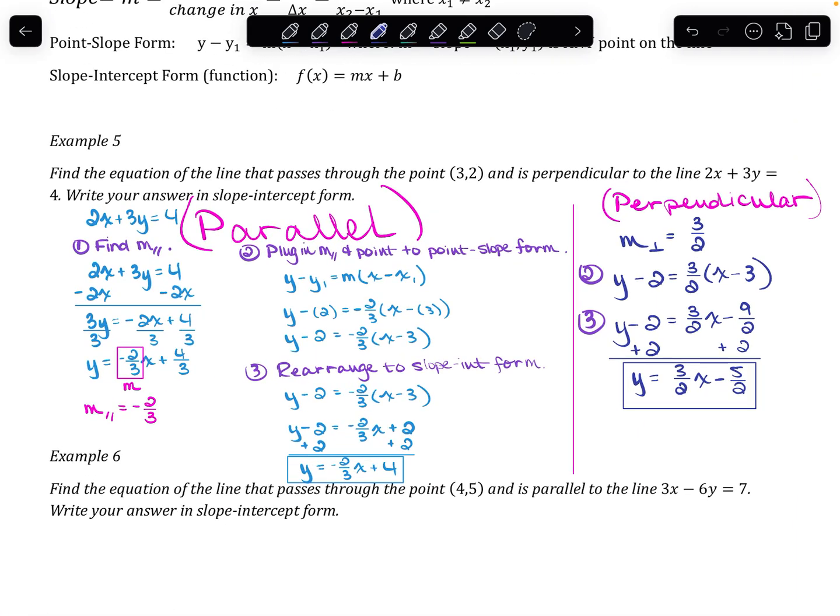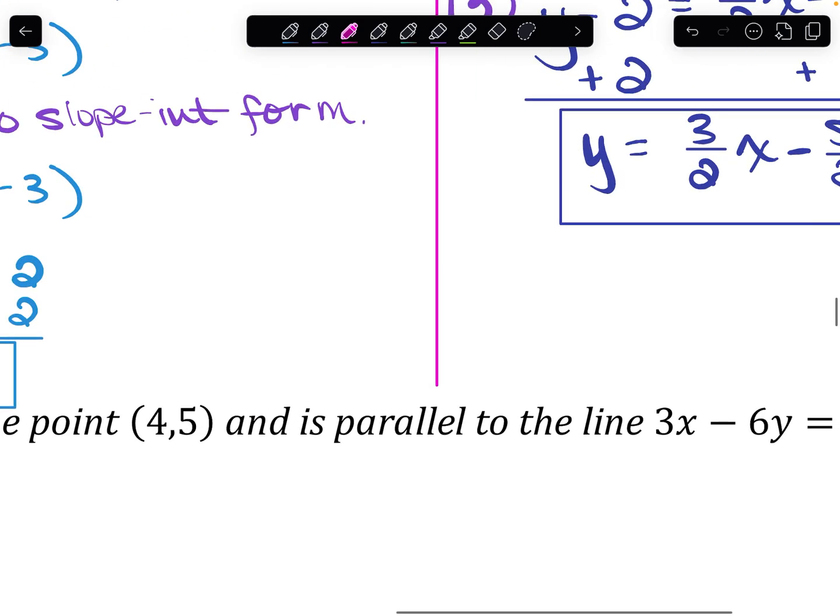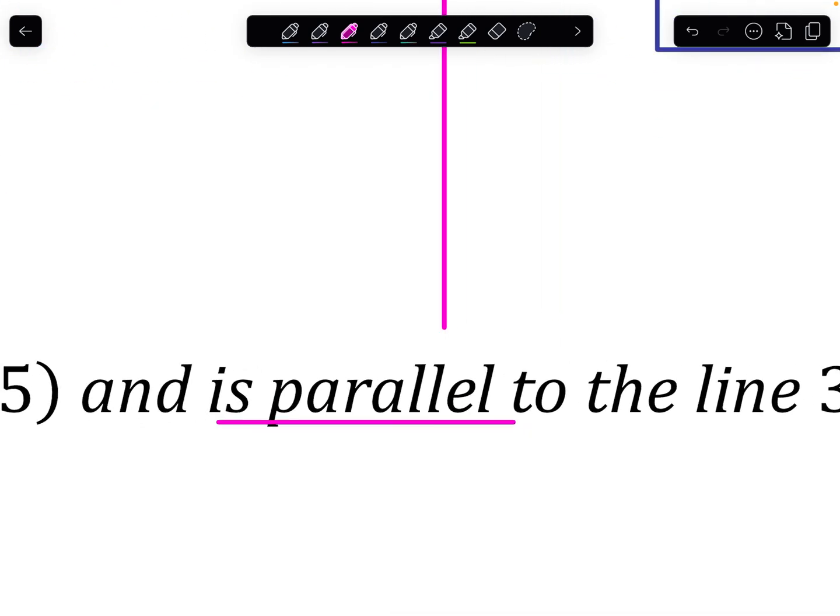So steps 2 and 3 are the same using either the parallel slope on the left or the perpendicular slope like it actually asked you to do over here on the right. Now we'll go to example 6 and we'll try to do this one correctly. All right, find the equation of the line that passes through the point (4, 5) and is parallel to the line 3x minus 6y equals 7. So parallel this time. I'm even going to underline it and write same slope. So maybe I don't mess this one up.